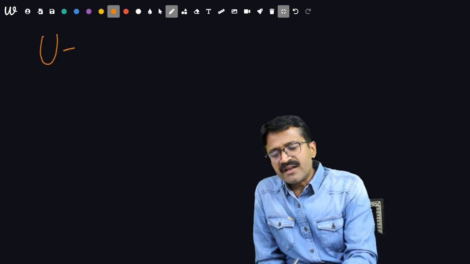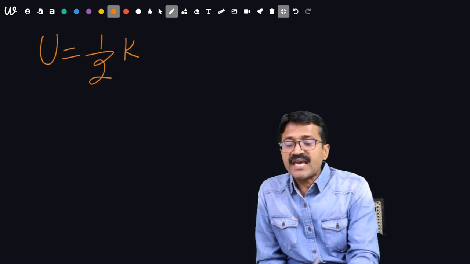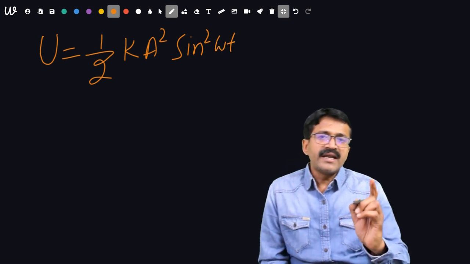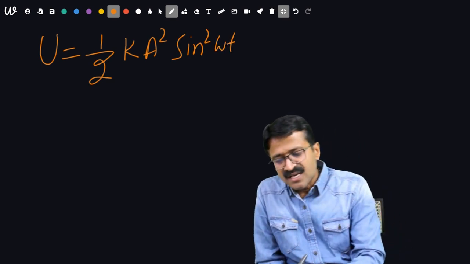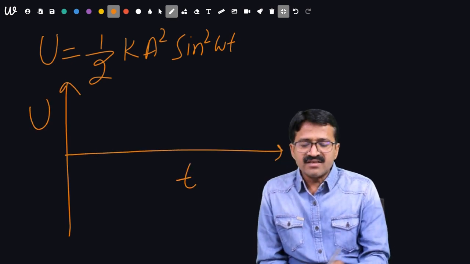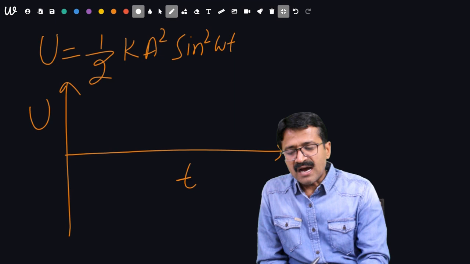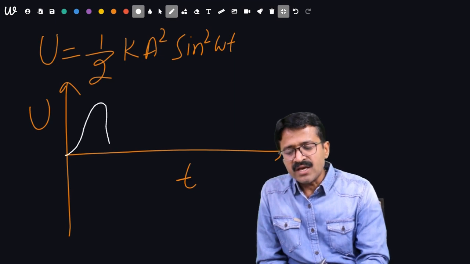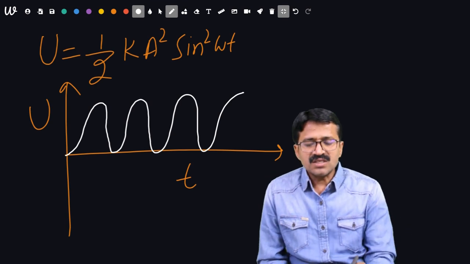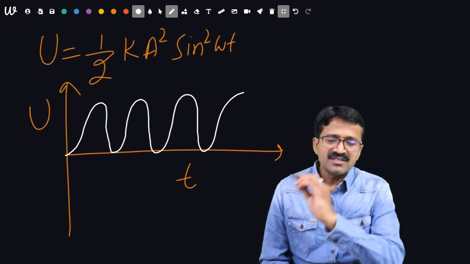You know, potential energy is half k a square sine square omega t. So the negative axis graph will not exist. The graph will be in this way. This is potential energy, this is time. The graph will move only above the axis in the positive direction. So this is about the potential energy graph.